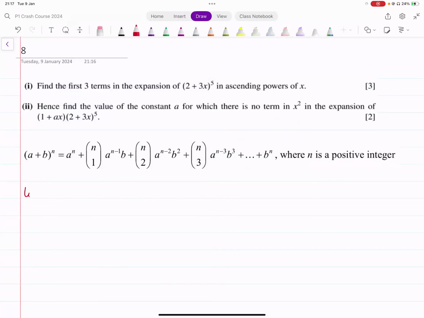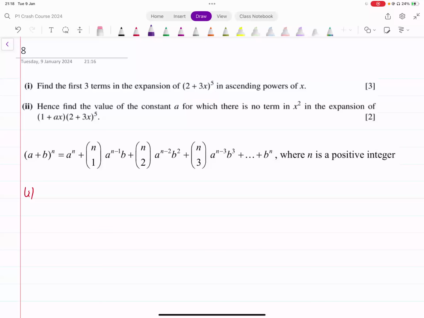All right. So it says find the first 3 terms in the expansion of (2 plus 3x) whole raised to power 5. The second part is going to require us to use the first part, so we will have to do the first part as well. Let's do that quickly. We need to find the first 3 terms in this expansion in ascending powers of x. It will automatically be in ascending powers of x when we do this.